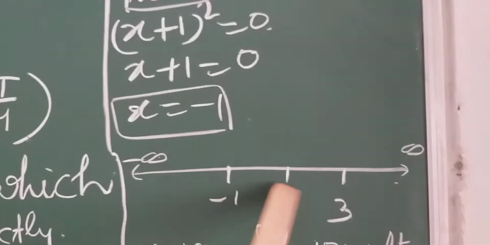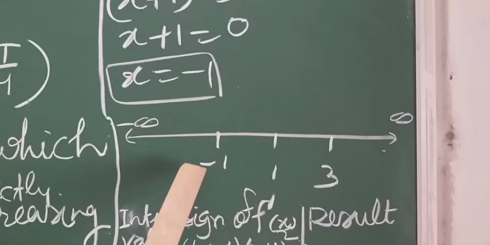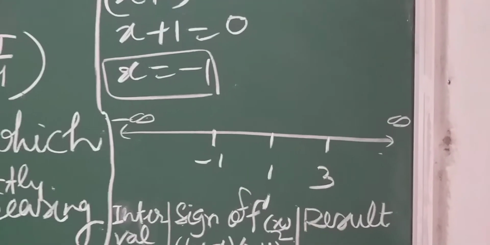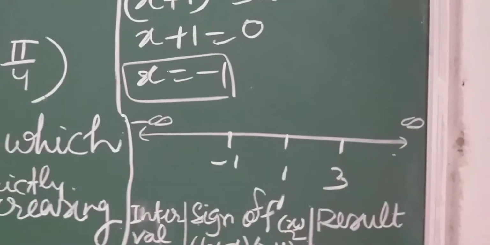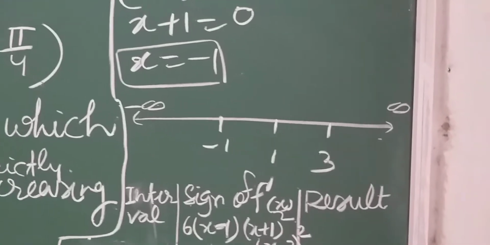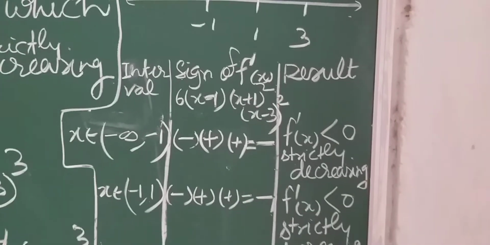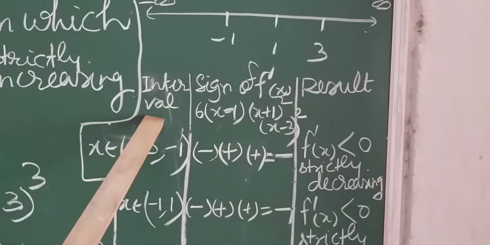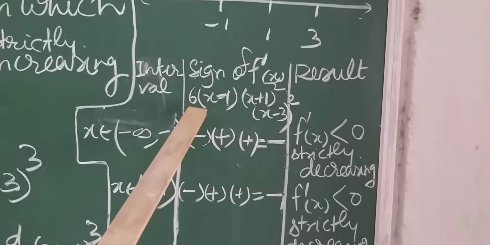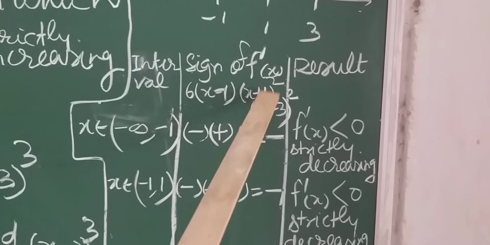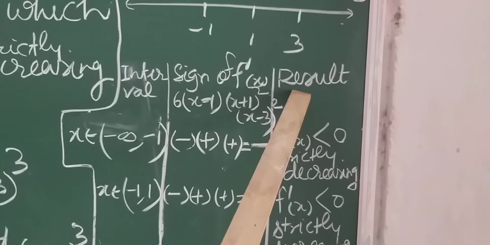Let us plot these values on the number line. Minus infinity to infinity: minus 1, 1, 3. Now student, there are 4 parts on the number line. So we have to check. For checking, I have drawn a table here. In the first column I have written the interval. In the second column, the sign of f dash x, and f dash x is 6(x minus 1)(x plus 1) whole square into (x minus 3) whole square. In the last column I have written the result.